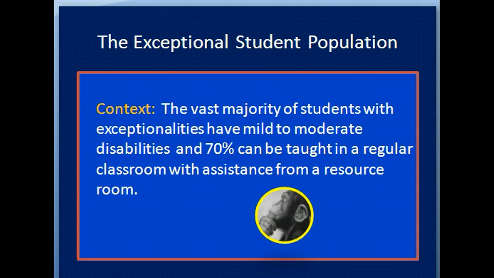Now the trend is to mainstream students with mild to moderate learning disabilities into the regular classroom. And what are your thoughts about mainstream? When is it appropriate and when is it not appropriate?